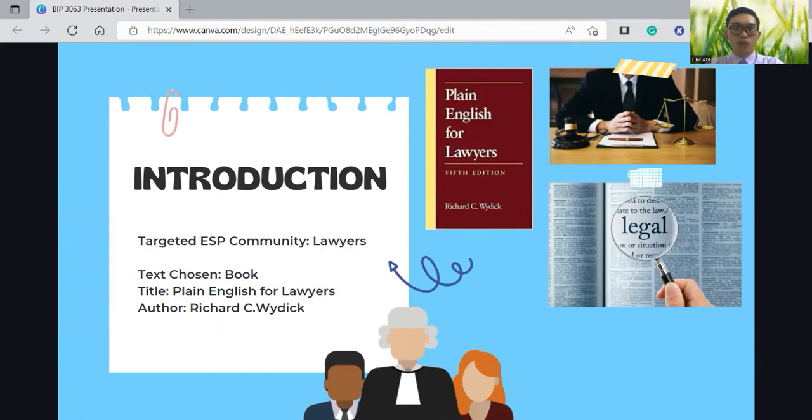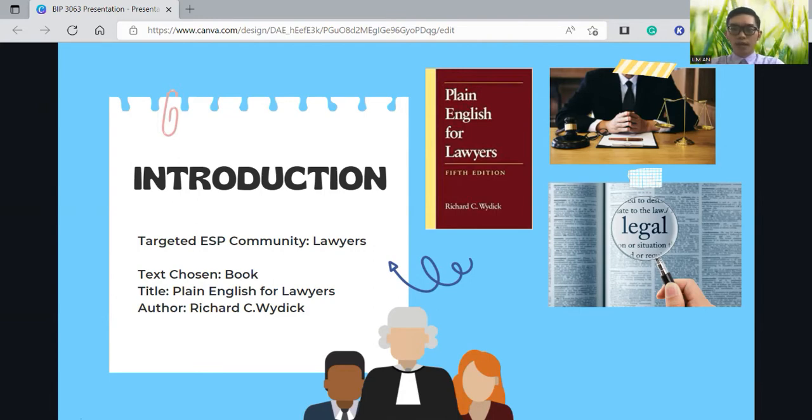It seems that everyone would agree with the importance and significance of the English language in the field of law. Even in the Malaysian context, students who wish to pursue a bachelor's degree in law will have to achieve at least Band 5 in the Malaysian University English Test, which is MUET. So why is it important?